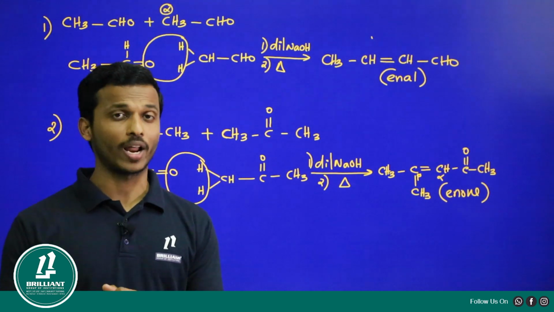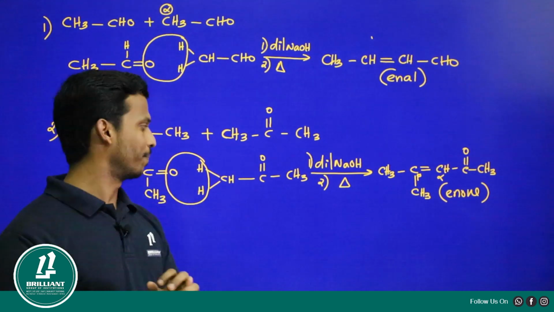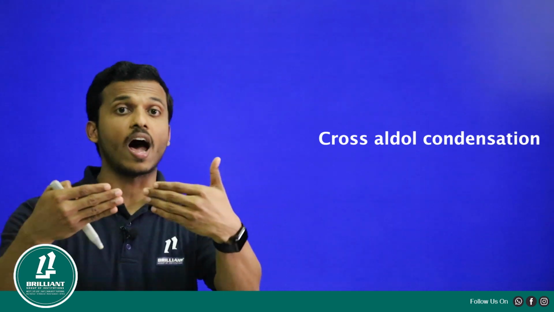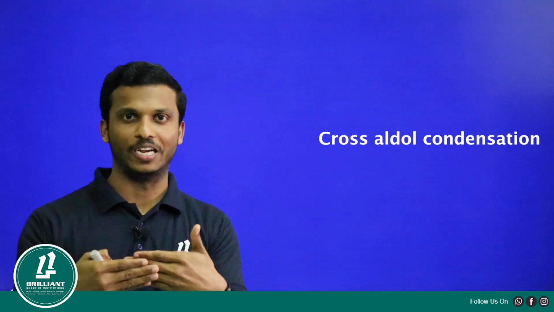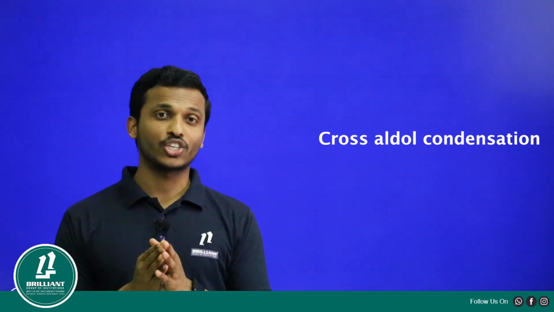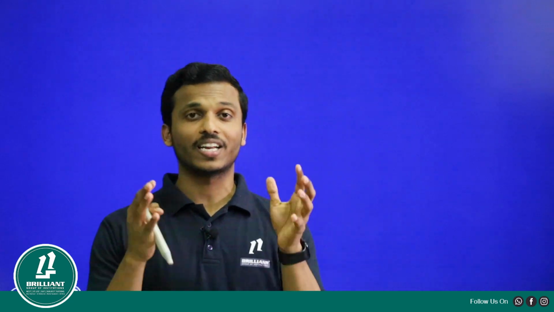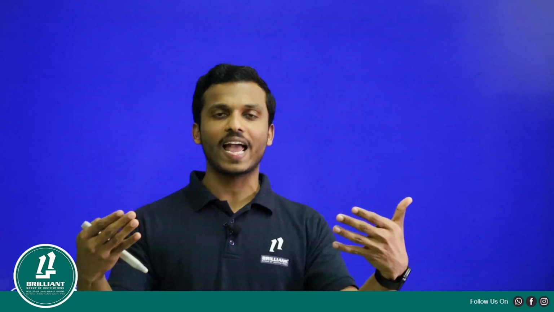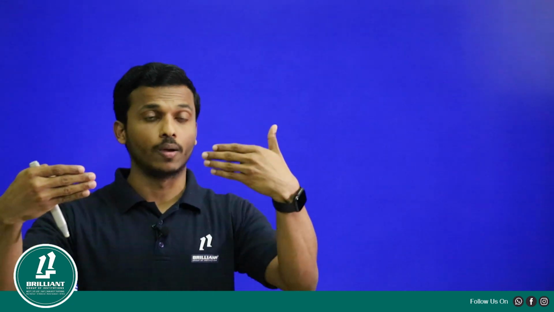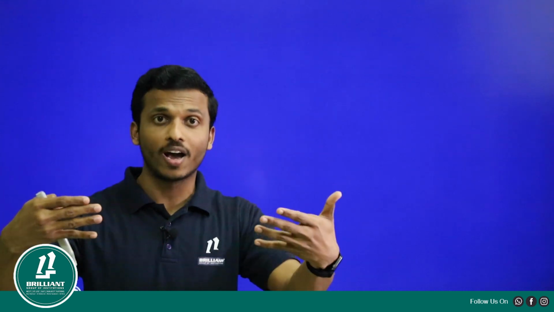Now let's check what about cross aldol condensation. See student, cross aldol condensation is nothing but a reaction between two different aldehydes, or two different ketones, or one aldehyde and another ketone. In aldol condensation and ketone condensation, we discussed that it is a reaction between two same aldehydes together, also two same ketones together. It's not like that. Cross aldol condensation means a reaction between one aldehyde, for example, ethanal with a propanal, propanone with a butanone, and propanone with a propanal, like that.